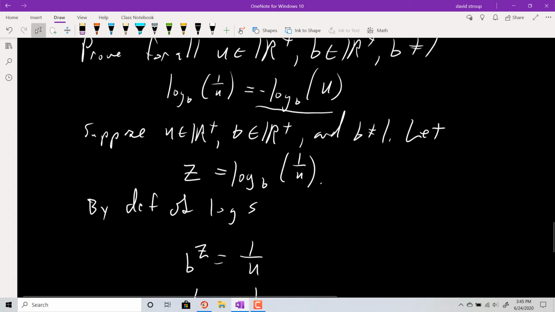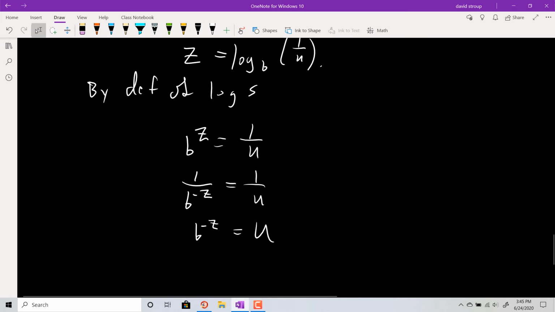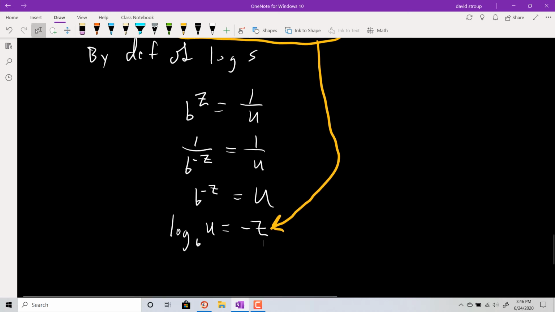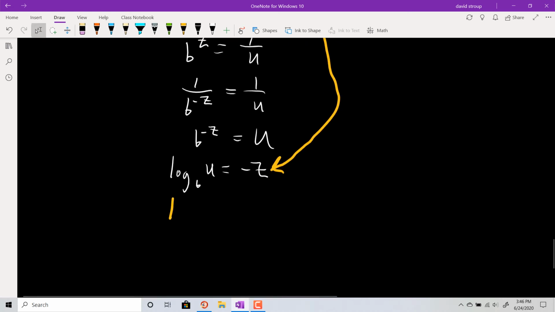And then I can use the definition of logarithms again to rewrite this, right? So log base b of u is equal to negative z. And then you could do a substitution. Now we can go back to z and dump that expression in for z here. Okay, so we'll end up with log base b of u is equal to negative log base b of 1 over u.